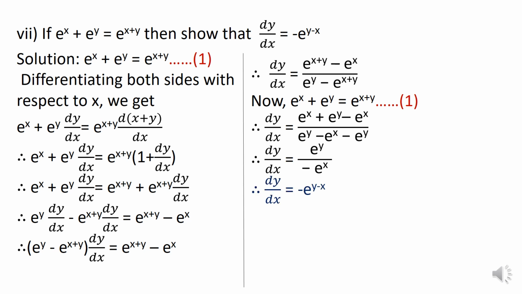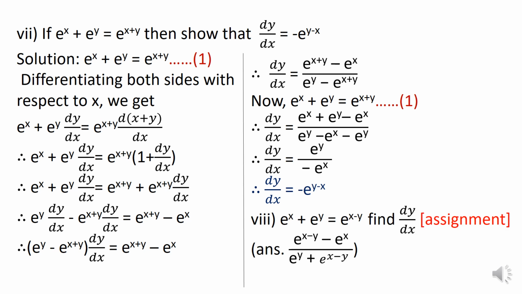Then we simplify further. When we bring e^x term to the numerator, we are going to get e^(-x). And you know that when two terms are multiplied together, their powers can be added. Thus we get minus e^(y-x). This becomes our answer here. A similar sum which you can do as assignment in your notebook. I have written the answer in the bracket for your reference.